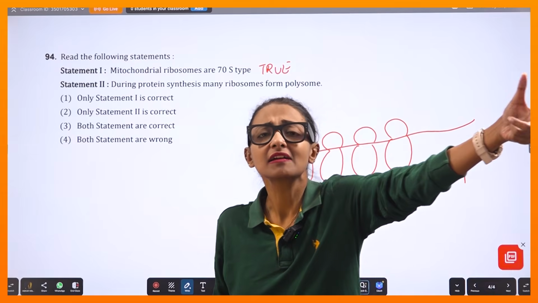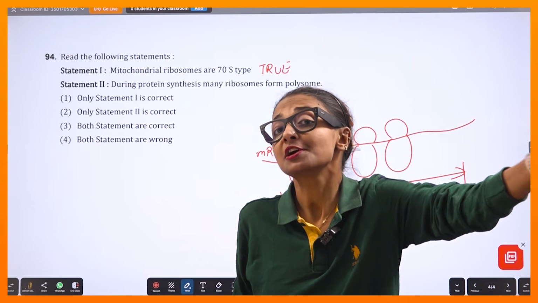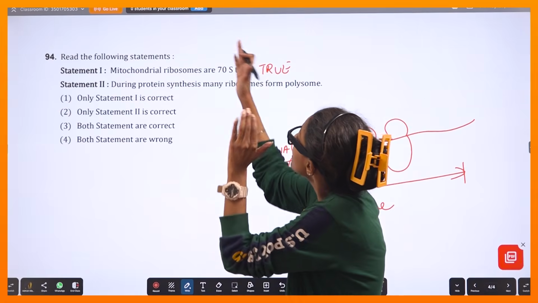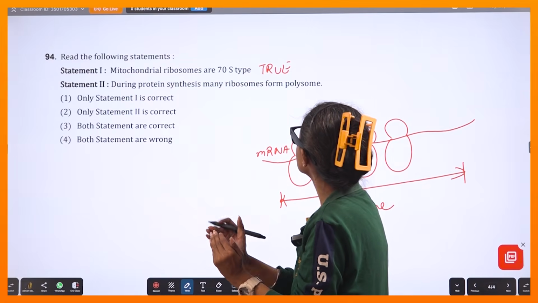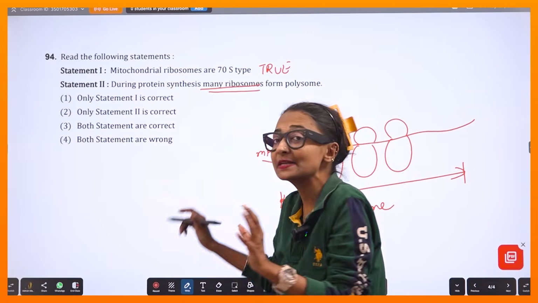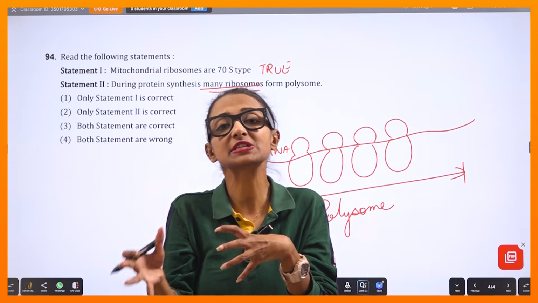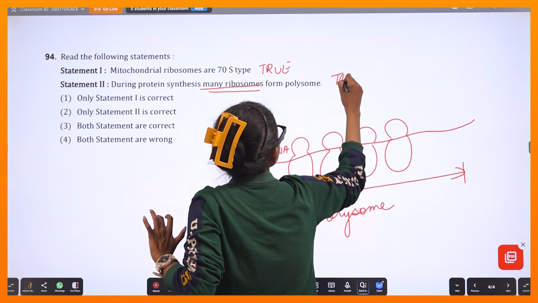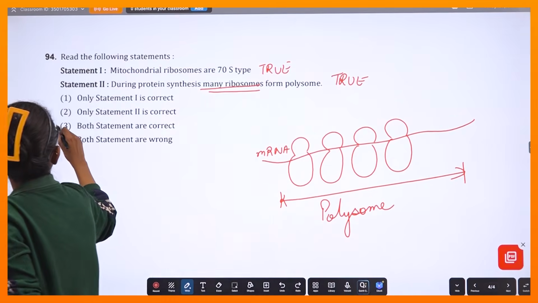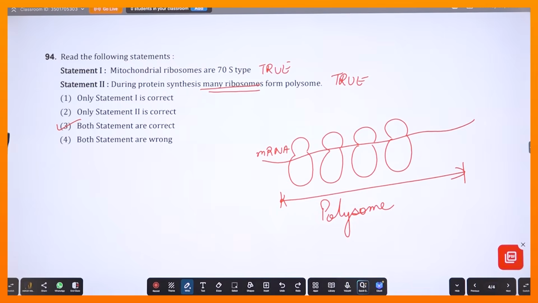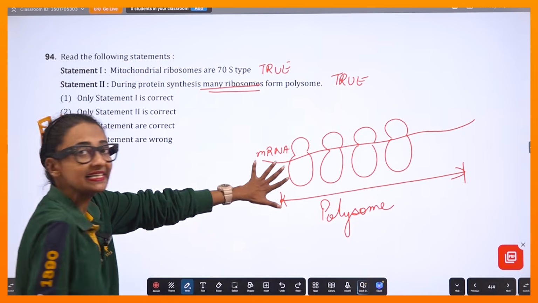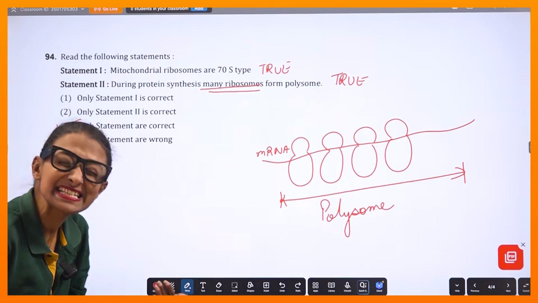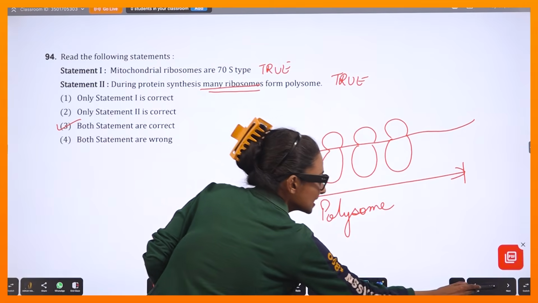Some might be busy, not active enough to participate, but some can participate. The statement is saying that during protein synthesis, many ribosomes, that means quite a few, can participate to form polysomes. So both statements are correct. I have drawn it, kindly copy this because this structure is formed during your protein synthesis. Let's move on.